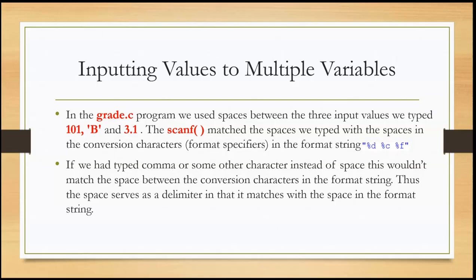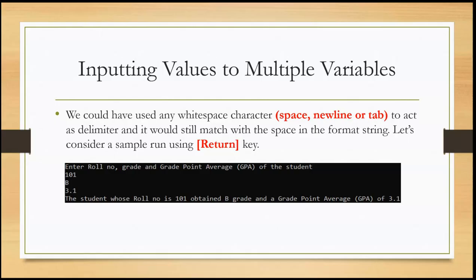If we had typed a comma or some other character instead of space, this wouldn't match the space between the conversion characters in the format string. Thus, the space serves as a delimiter in that it matches with the space in the format string. We could have used any white space character, space, new line, or tab to act as delimiter, and it would still match with the space in the format string.